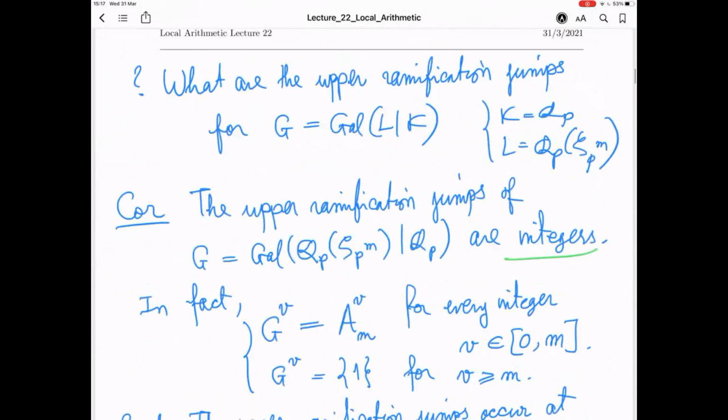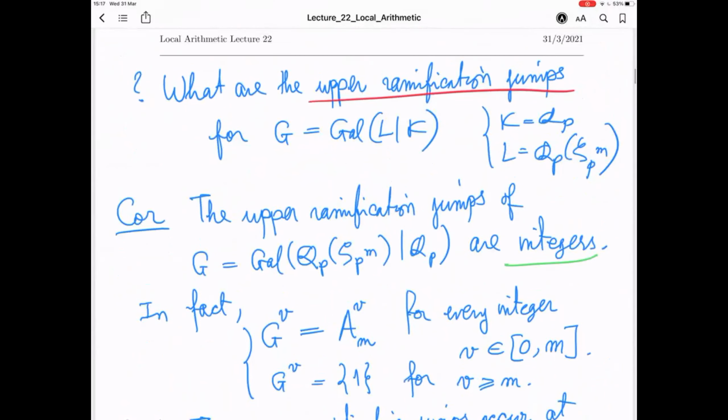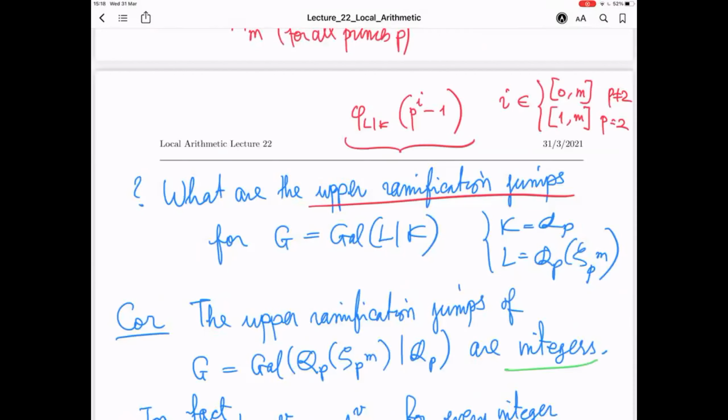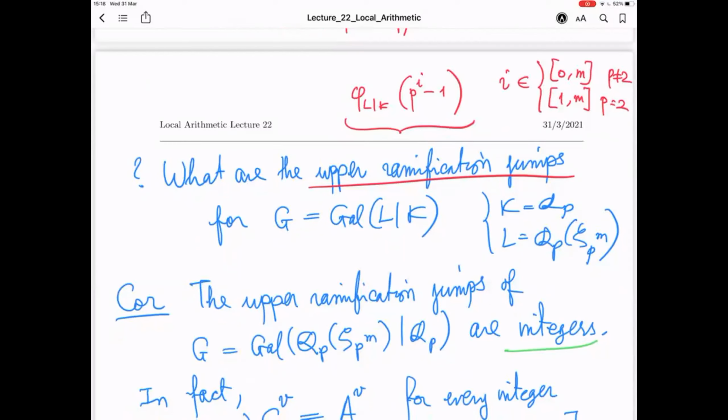So now let's compute the upper ramification jumps for this extension. That's not a difficult problem. It's just a matter of computation. We know that the upper ramification jumps are going to be just phi_{L/K} of p^i minus 1, where i is in 0 to m if p is different from 2, and i is in 1 to m if p is equal to 2. So we just have to compute these things. And we can, of course, compute it because our function phi is given explicitly.